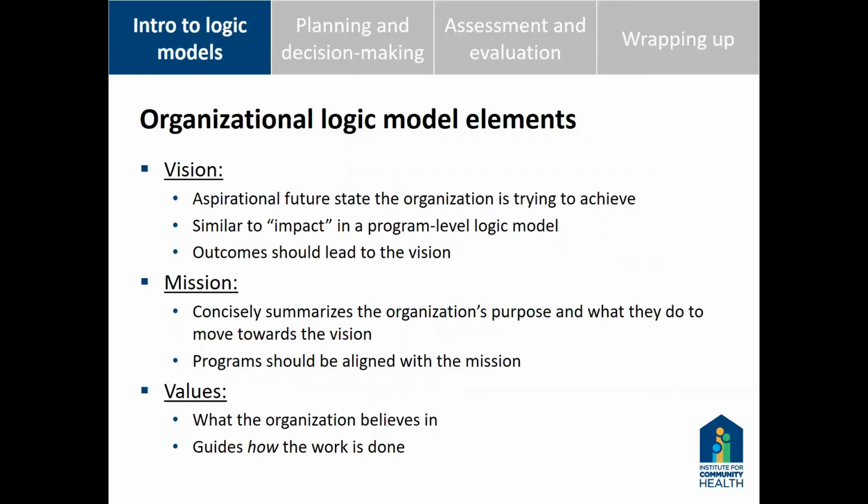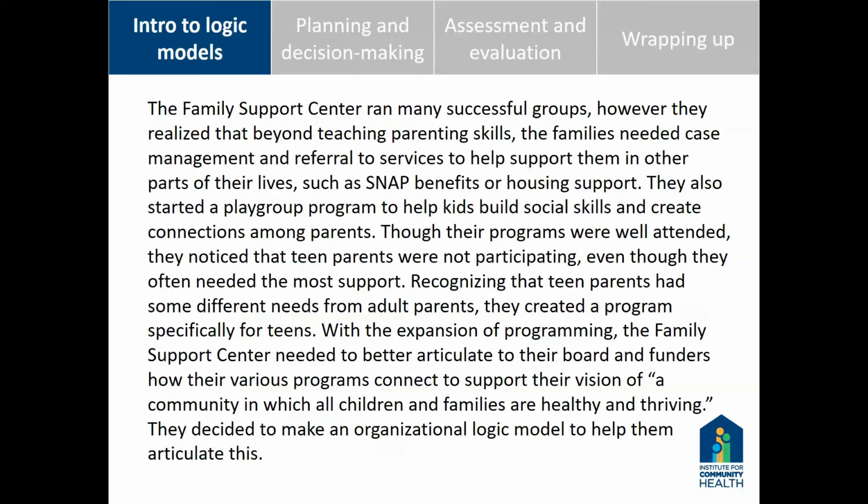For vision, again, vision is the future aspirational state the organization is trying to achieve. It's very similar to impact in the program level logic model, and all outcomes really should lead to the vision. Mission is very similar to a mission statement, so it really should summarize concisely what the agency's purpose is and what they're trying to do to move towards the vision. Oftentimes people will try to include some vision language into the mission, but the mission really should be focusing on what you're doing. And again, values are what the org believes in, and it really guides how you do your work.